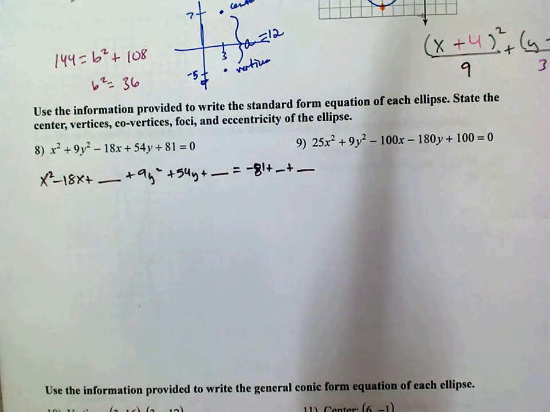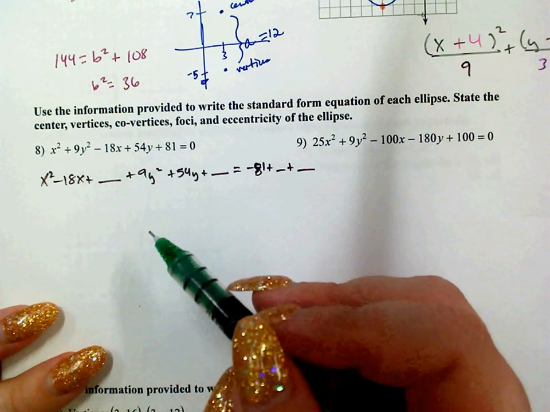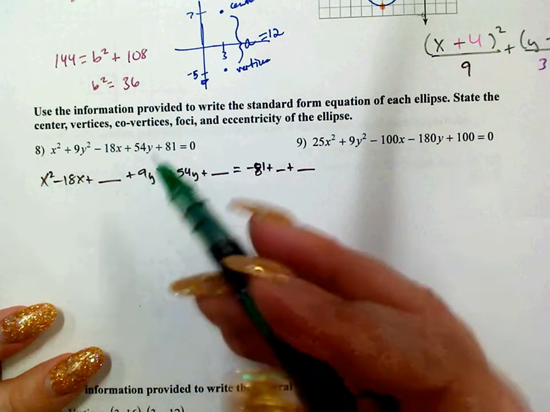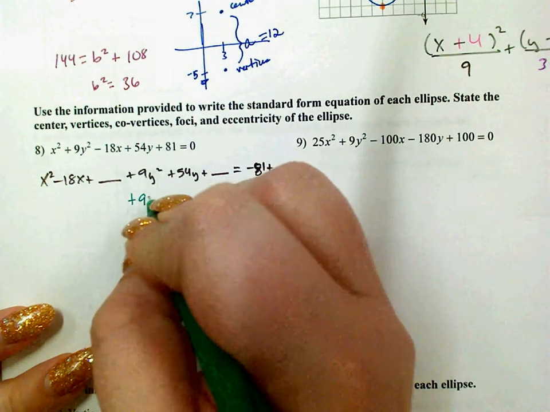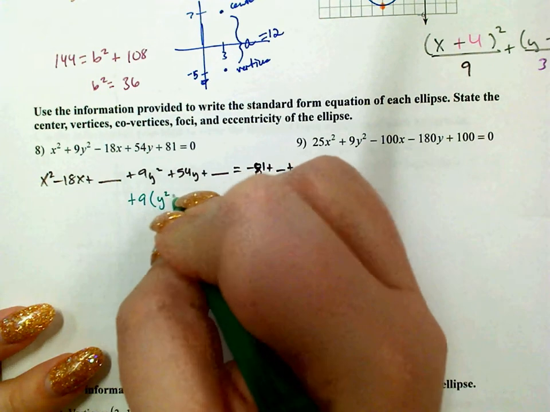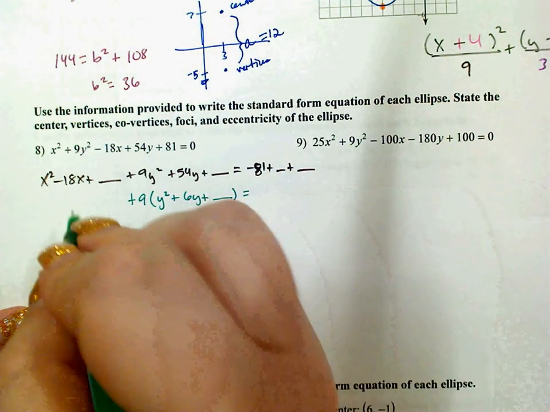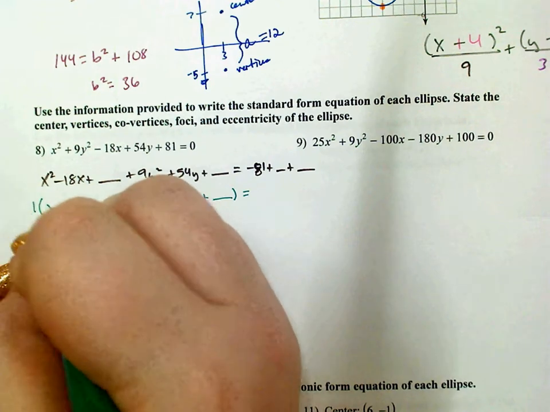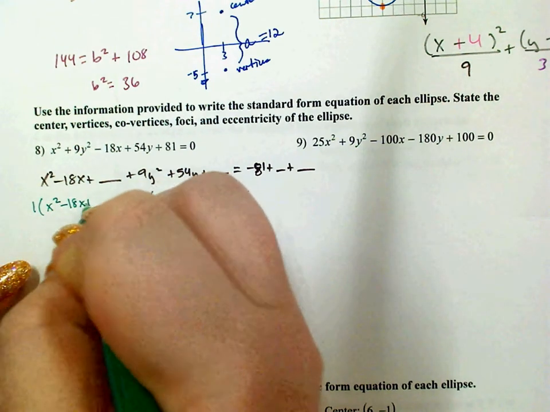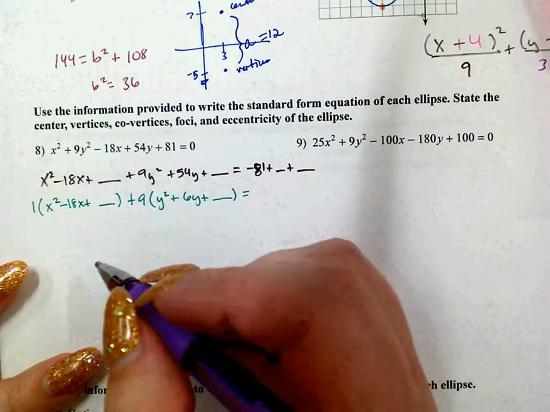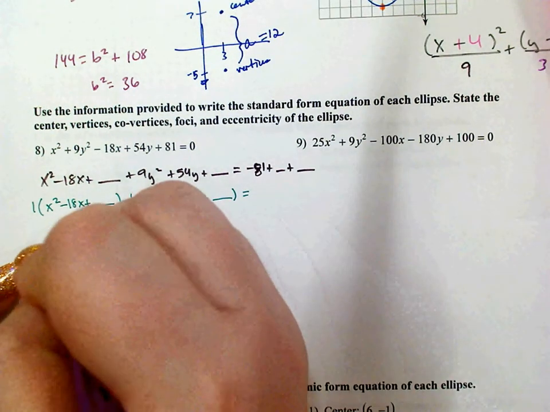Okay. The whole point is to make it into a perfect square, but right here, the leading coefficients of 1 are already ready to do that. This one we're not, so I'm going to go ahead and say plus 9 times the quantity y squared plus 6y plus blank. And then we'll pretend like we're factoring out a 1 here, just to keep it the same. So the idea is to make it the exact same equation.